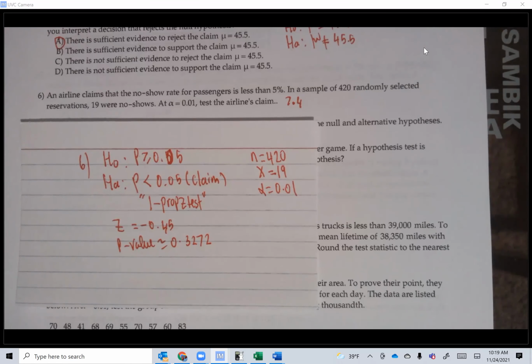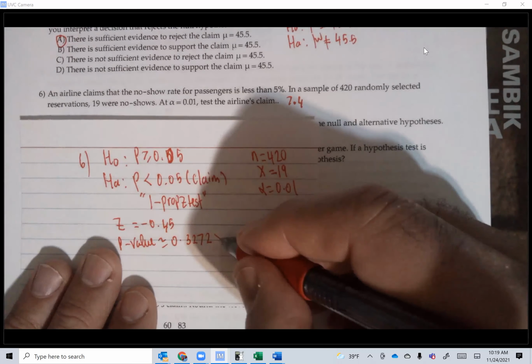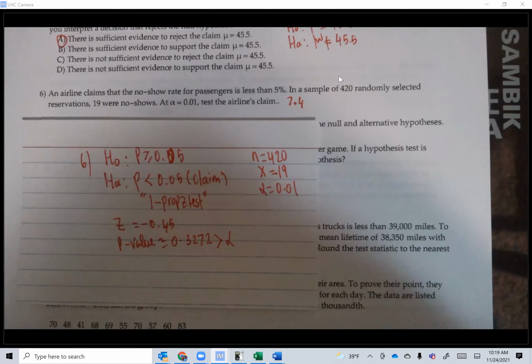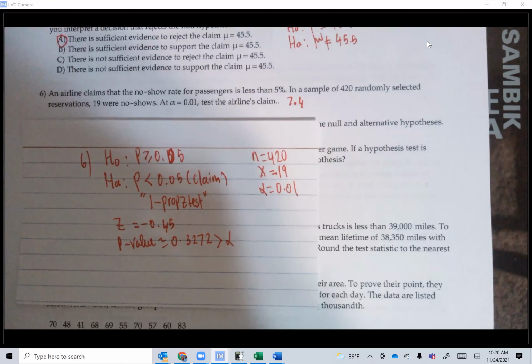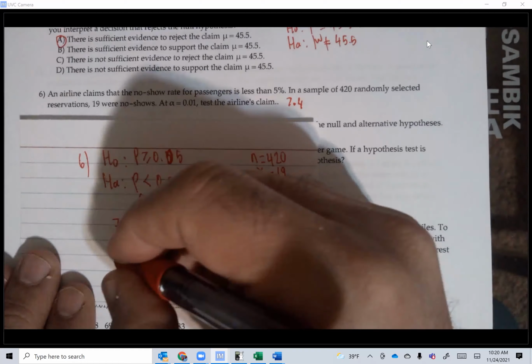So for a test like this on the exam, would we have to write all 5 steps? Always. Yep. That's greater than alpha. So 0.32 is more than alpha, fail to reject H0.